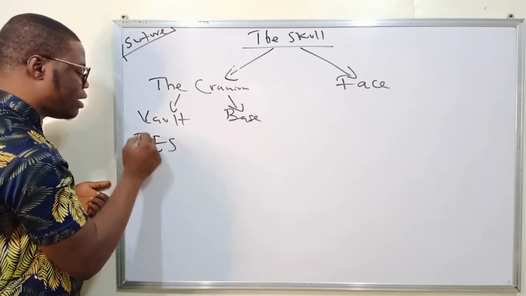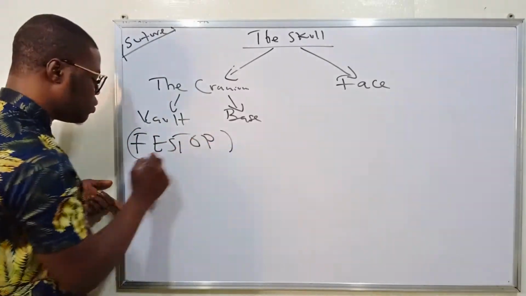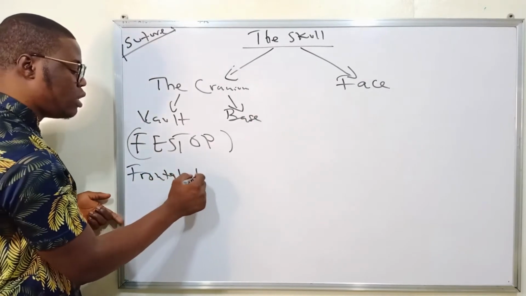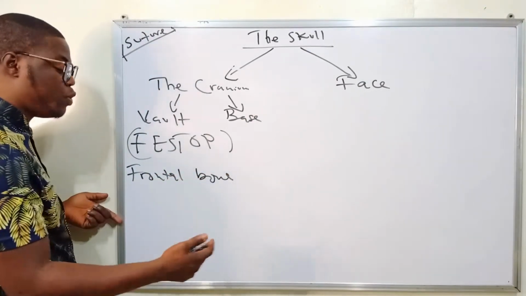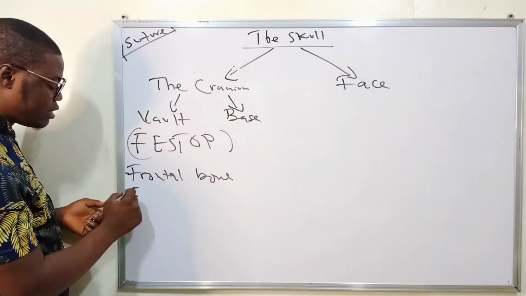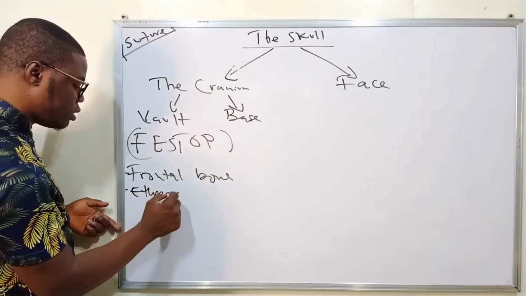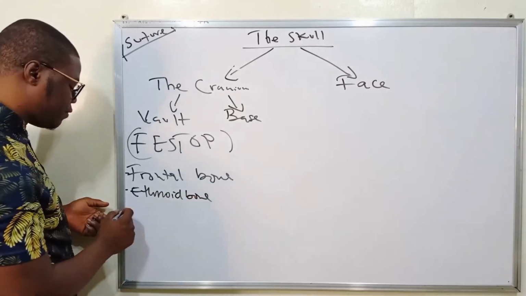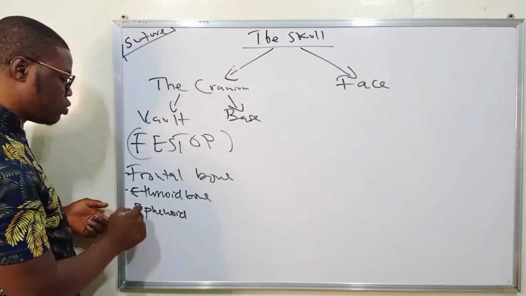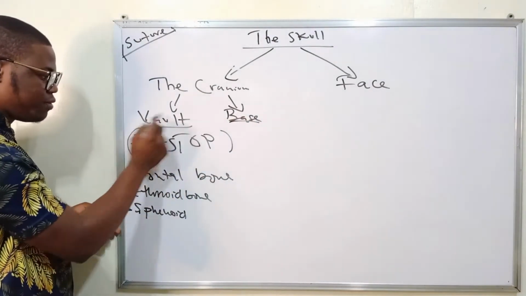Now we said the cranium is made up of bones, and the acronym for those bones is FESTOP. The F is the frontal bone. According to some texts, they will call it the sinciput, and the opposite is the occiput. Then the E is the ethmoid bone, and after that you have the sphenoid bone. These two, the ethmoid and the sphenoid, form the base, while the other ones form the vault.